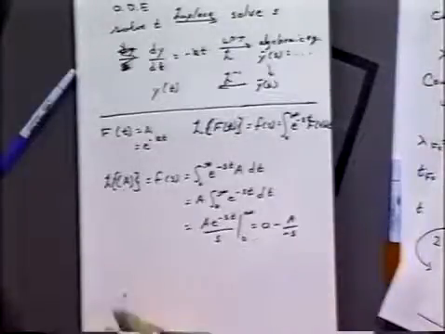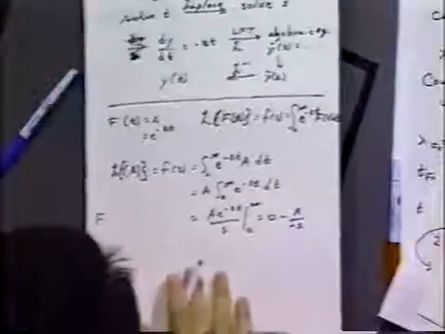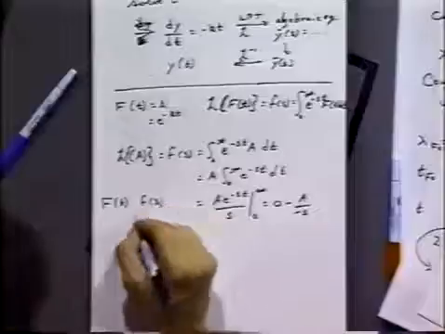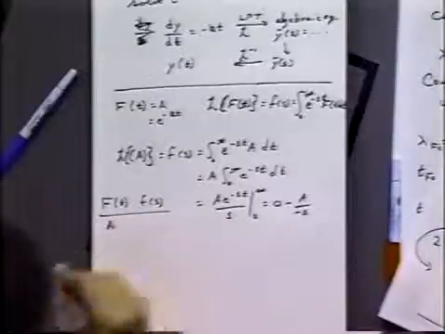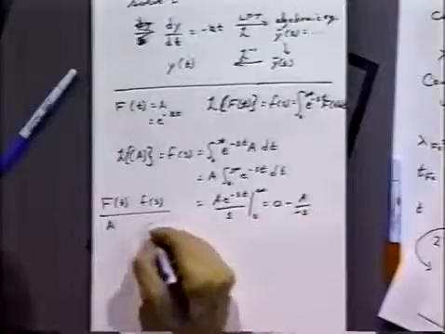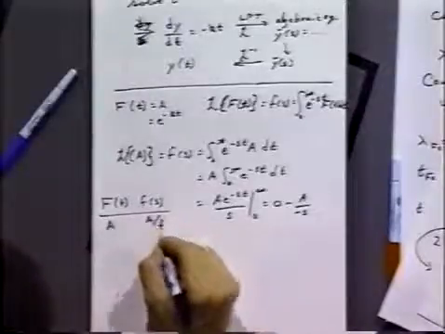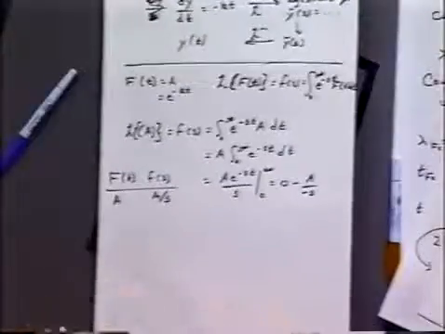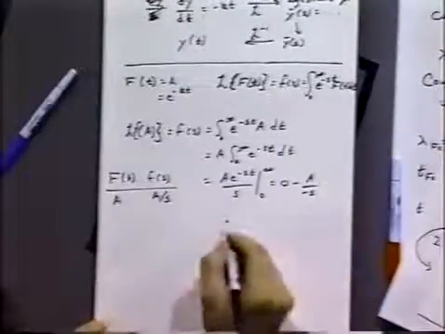So in other words, if we make a little table here, A in time space is equal to A over s in Laplace space. Let's do another example.